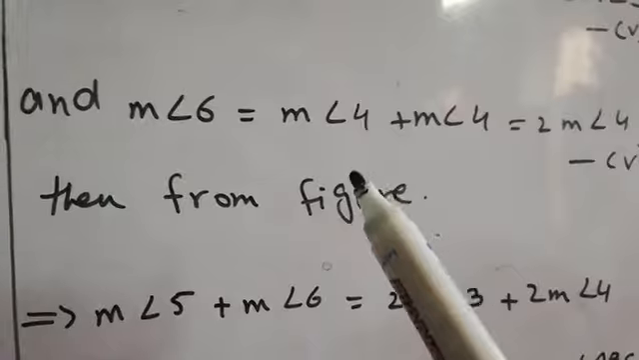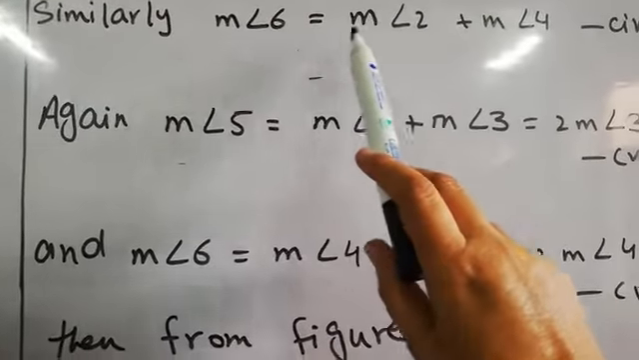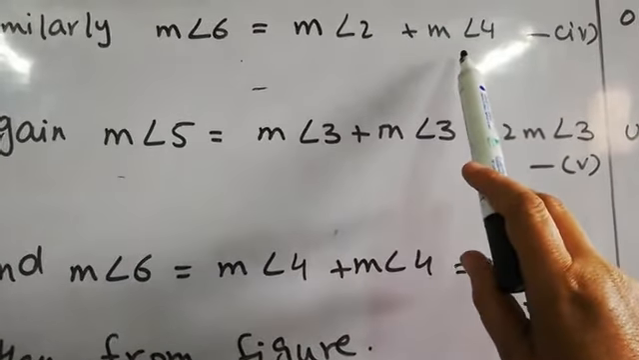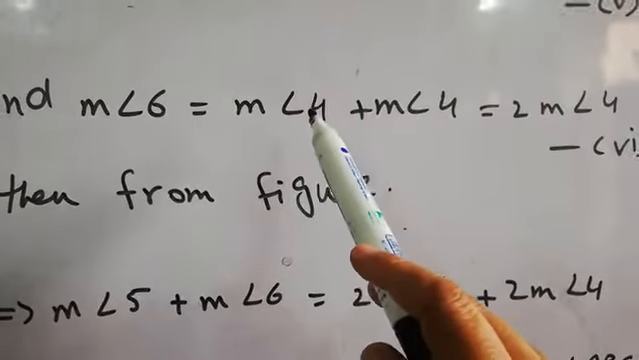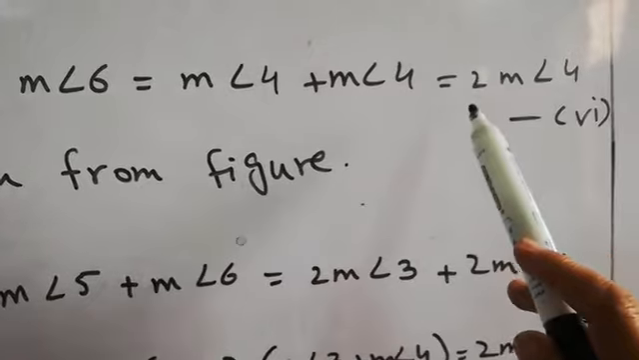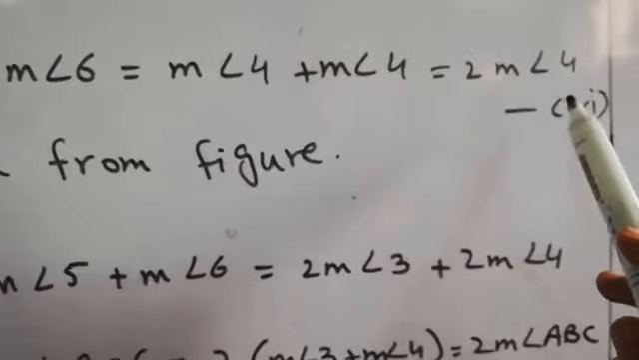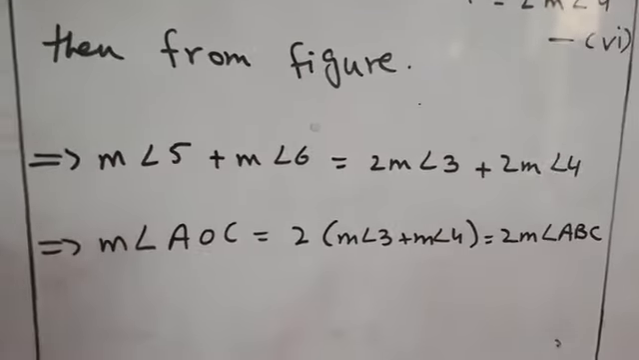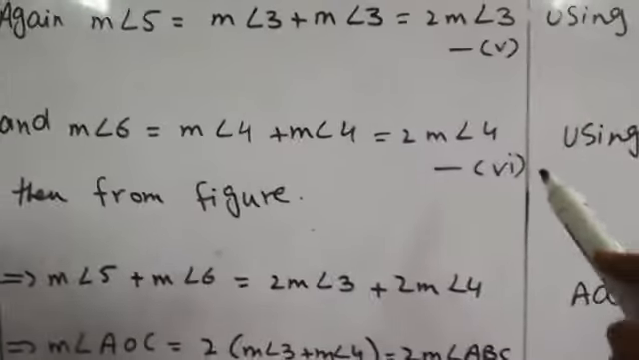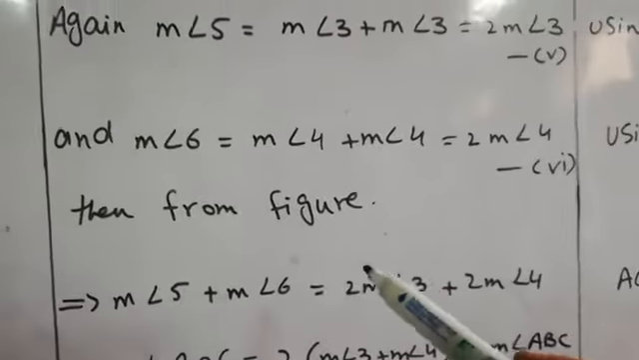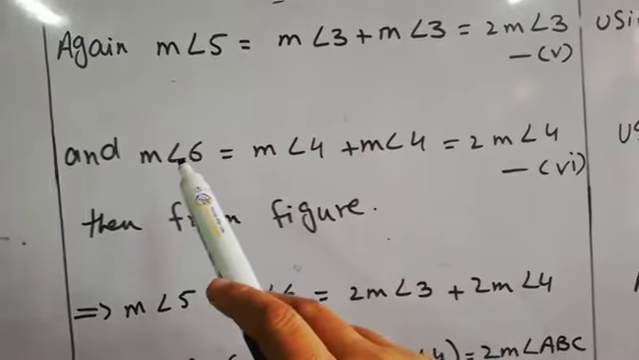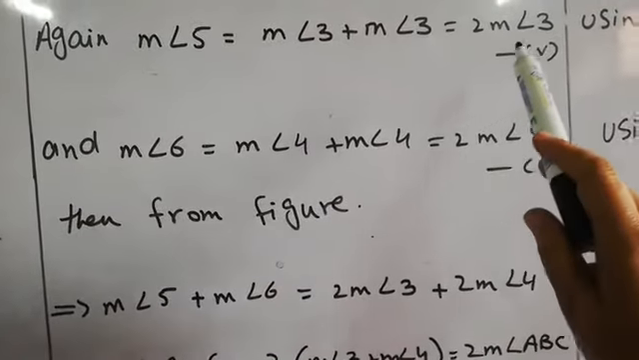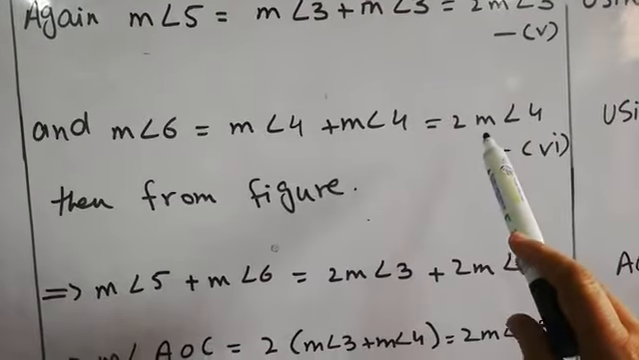And similarly, the measurement of angle 6 equals the measurement of angle 2 plus the measurement of angle 4. We can write that the measurement of angle 6 equals angle 4 plus angle 4, meaning double angle 4. And now from the figure we will add these two statements, 5 and 6: the measurement of angle 5 plus the measurement of angle 6 equals double the measurement of angle 3 plus double the measurement of angle 4.